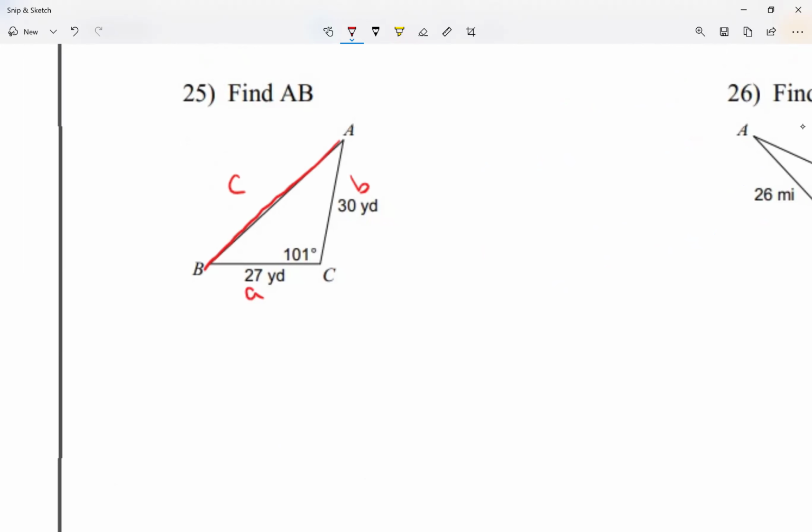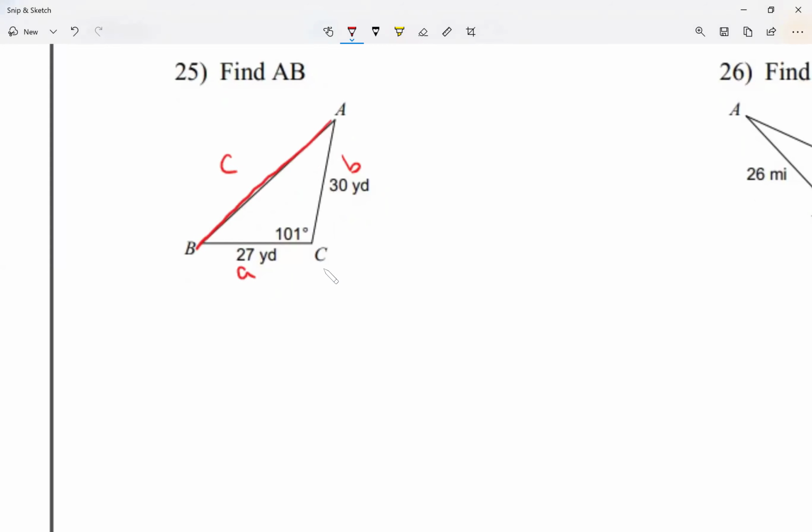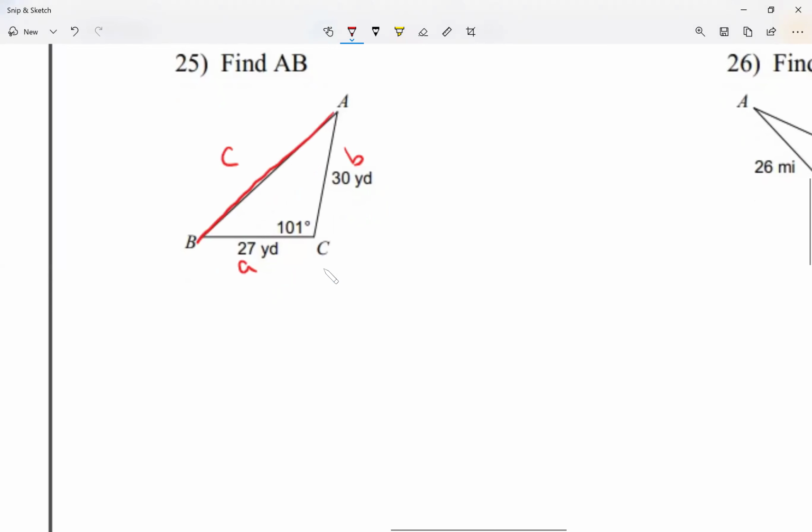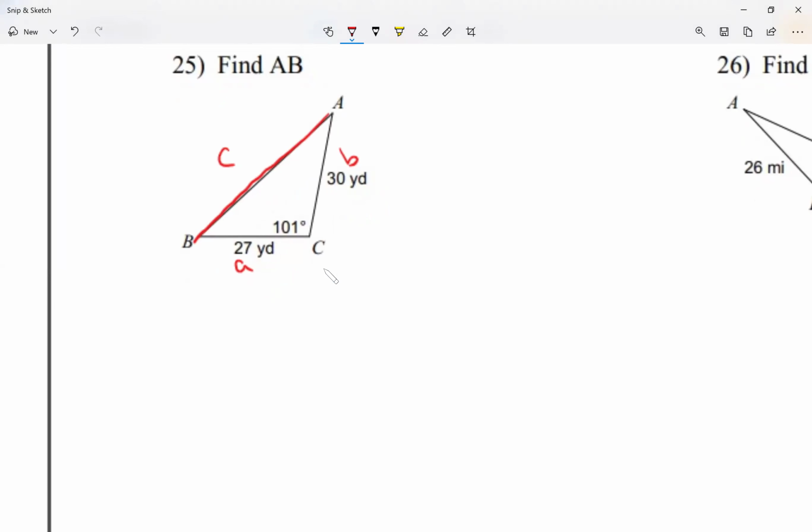Remember, side A is opposite from angle A. Side B is opposite from angle B. Side C is opposite from angle C. And I have that angle C is 101 degrees. Because I have angle C, I'm going to use the formula that has angle C. So let me remind you guys of that formula. Let me use blue here. C squared is equal to A squared plus B squared minus 2 times A times B times cosine of angle C.